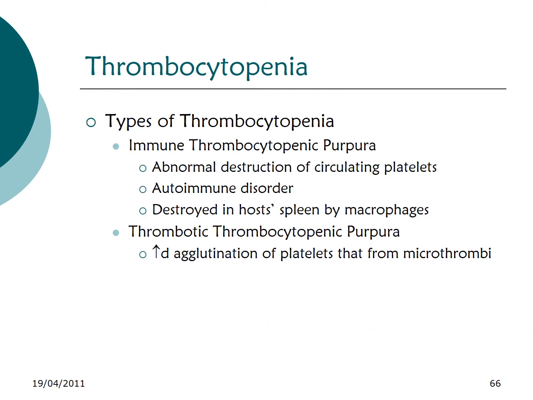Next slide. So there are different types of it. There's immune thrombocytopenic purpura, which is abnormal destruction of the circulating cells. It's autoimmune, with the host's platelets destroyed in the spleen by macrophages. Or there's thrombotic thrombocytopenic purpura.